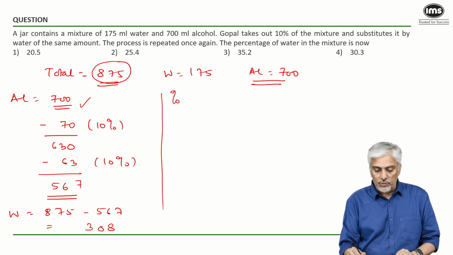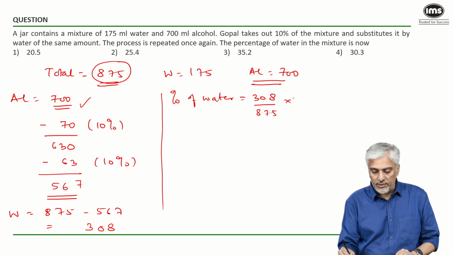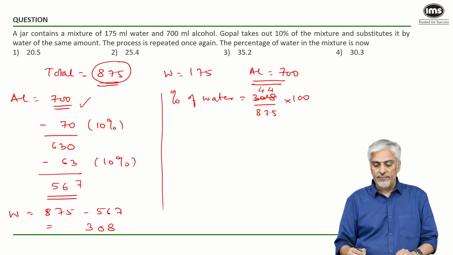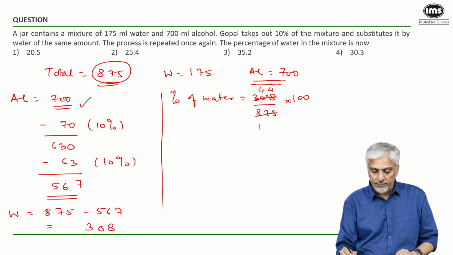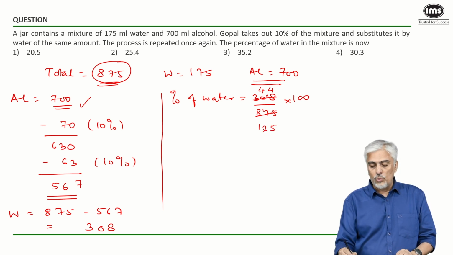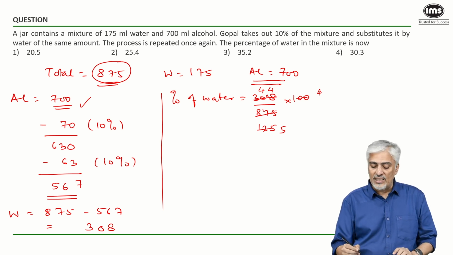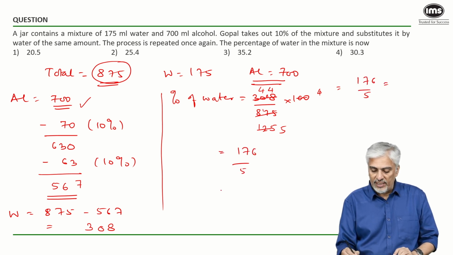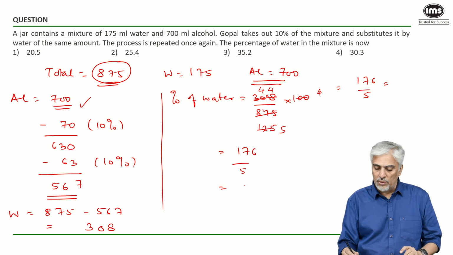And therefore the percentage of water which they want will be 308 divided by 875 into 100. Both will go in 7. 7 fours are 28. 7 twos are 14 and 7 fives are 35. 25 fours are 100. So we are left with 44 fours, which is 160 plus 16, 176 upon 5. Let's do that calculation. 176 upon 5, double it up, that will be roughly 352 upon 10, that is 35.2% will be the percentage of water.